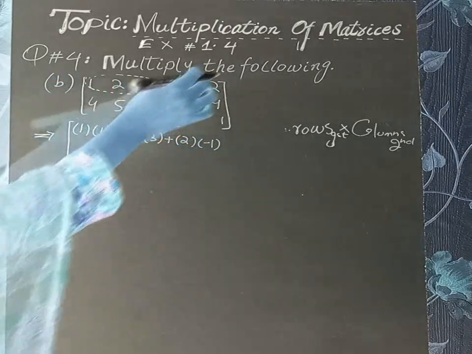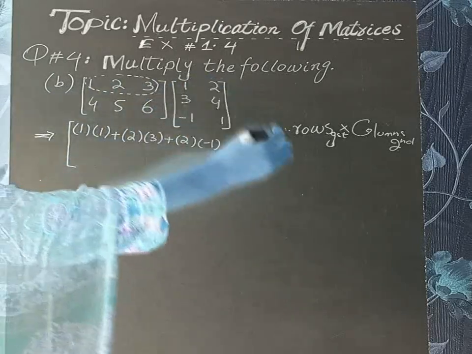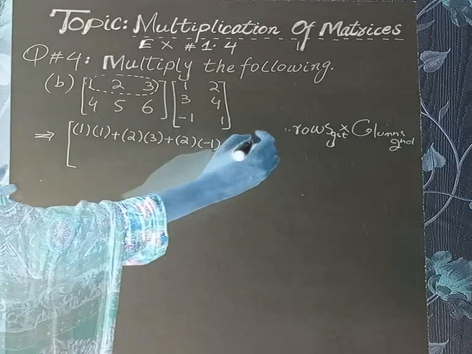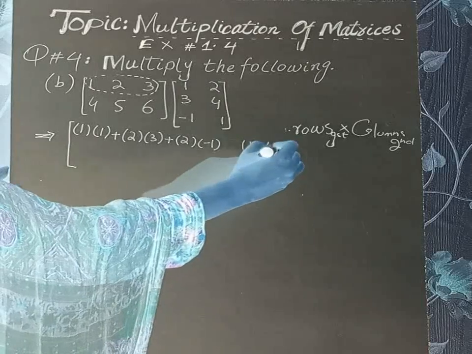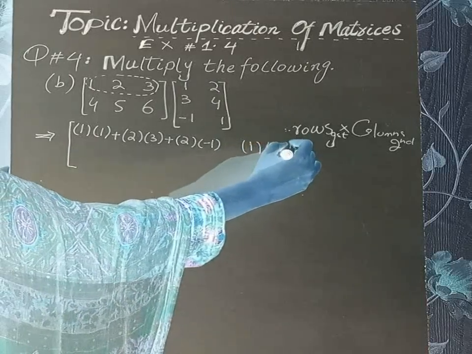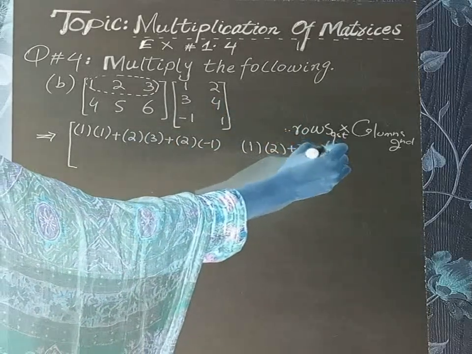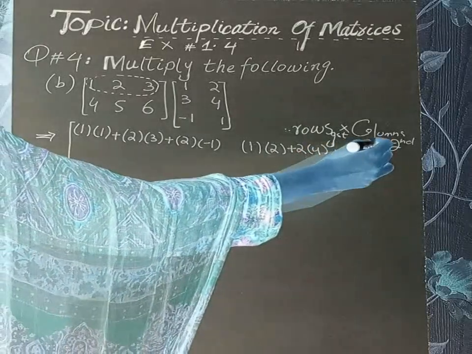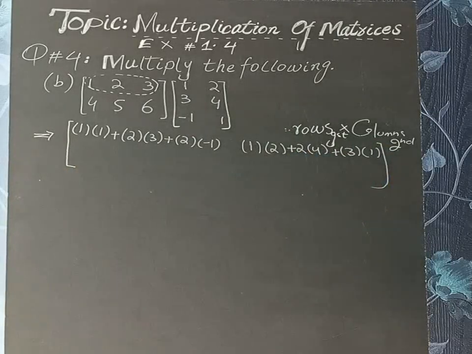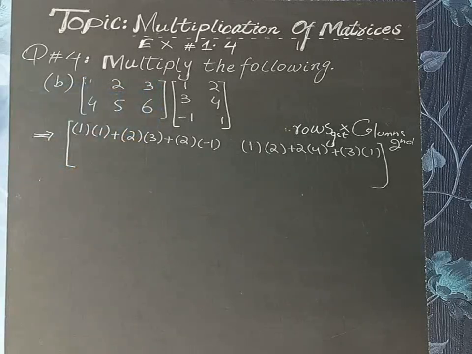Now the same row will be multiplied by the second column, 2, 4, 1. 1 multiplied by 2. Second column, so there will be a gap, then there will be the second column. 1 multiplied by 2 plus 2 multiplied by 4 plus 3 multiplied by 1. Then we will come towards the second row, 4, 5, 6.